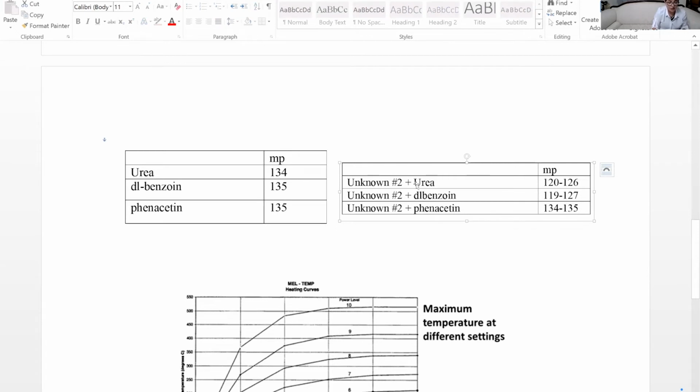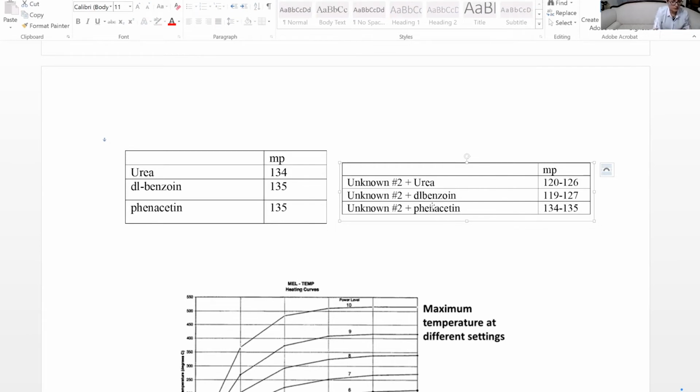For example, if your unknown 2 plus urea, if your unknown melted at 134, but when you mix it with urea, it depressed to 120, that means that urea acted as an impurity, so your compound is not urea. So that's how mixed melting can help you.